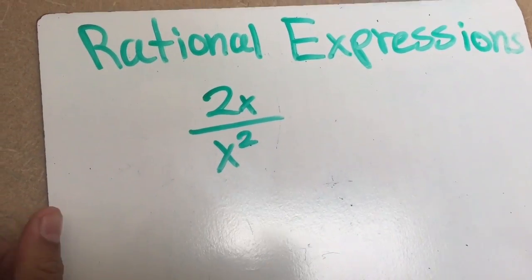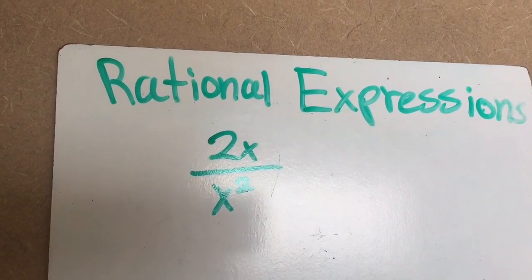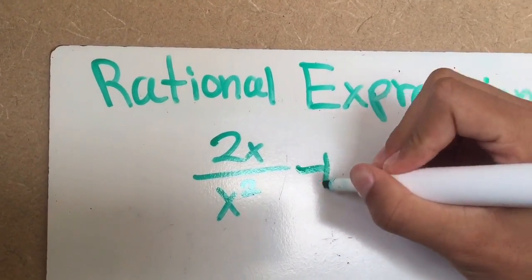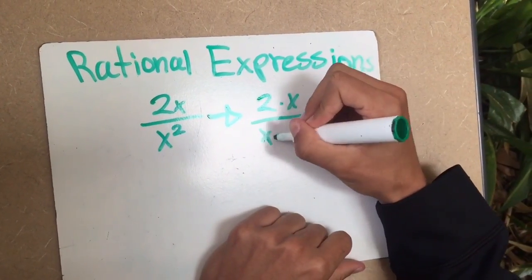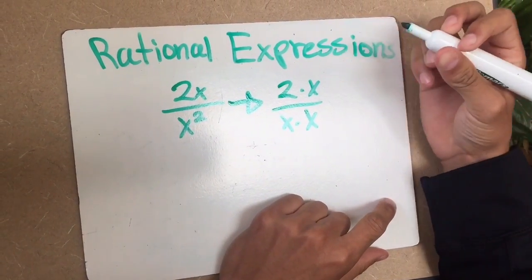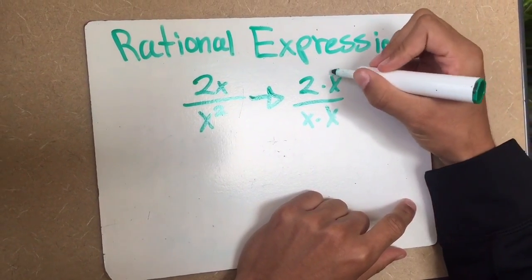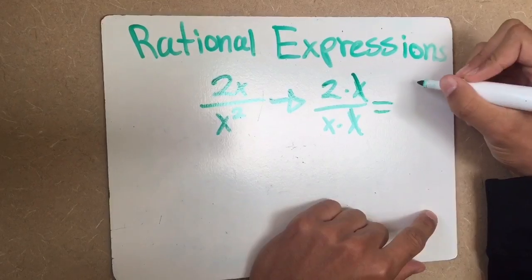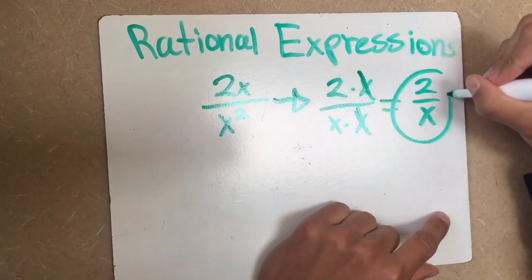Alright, to answer this rational expression, it's quite simple because it's not complicated like the other ones. So from right here, you factor it out, it'll be 2 times x over x times x, and then from there you just cancel out the common factors, which will be x and x, and from there that'll give you 2 over x, which is your final answer.